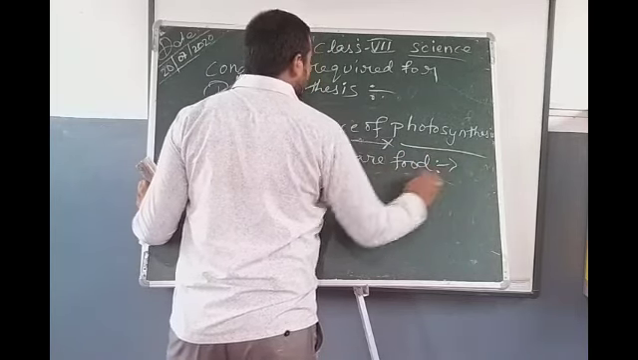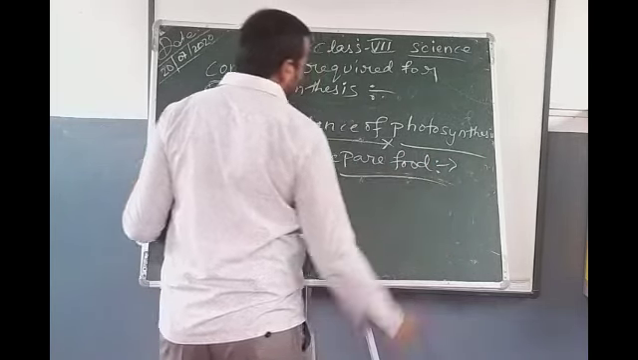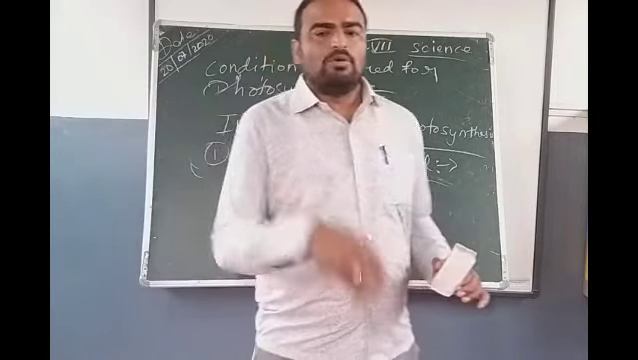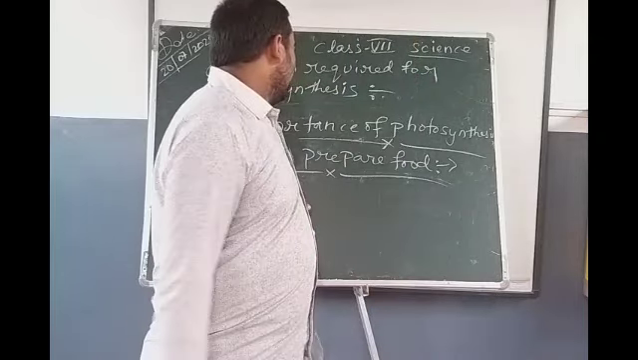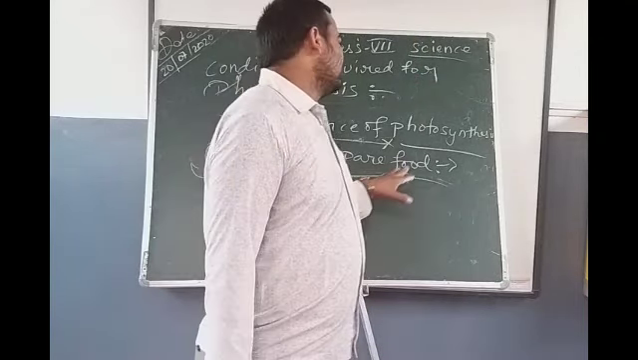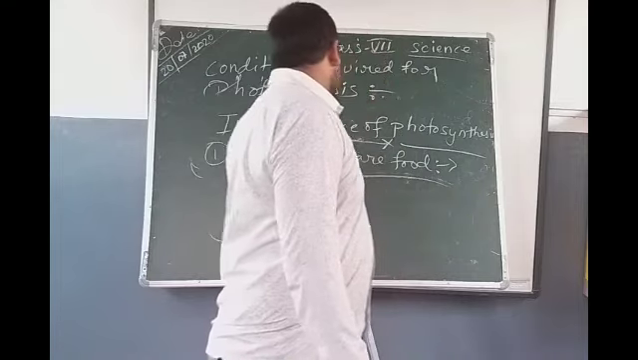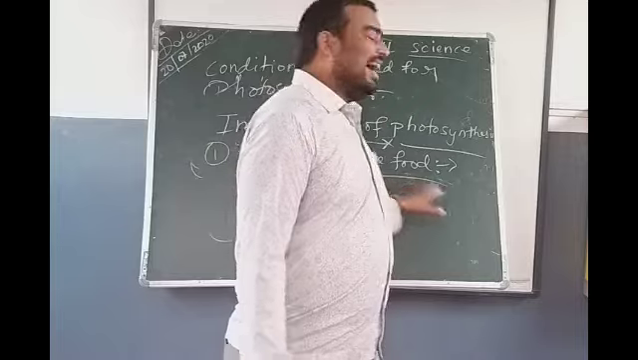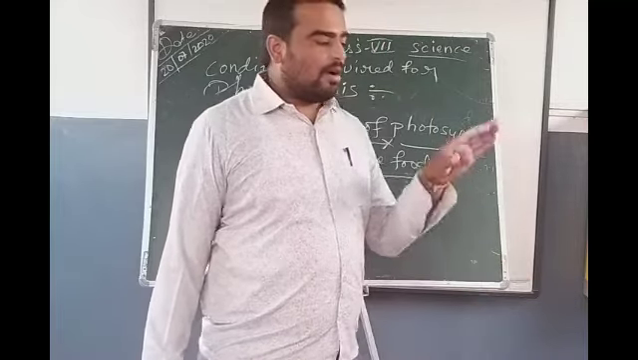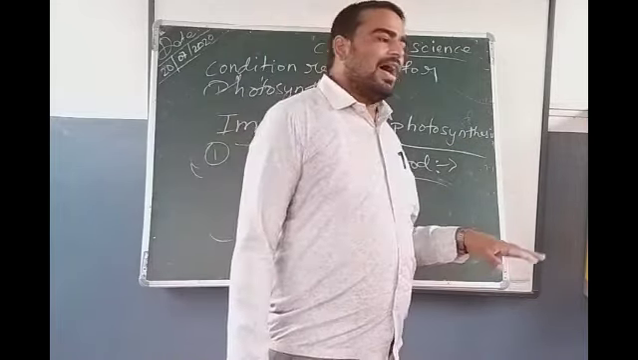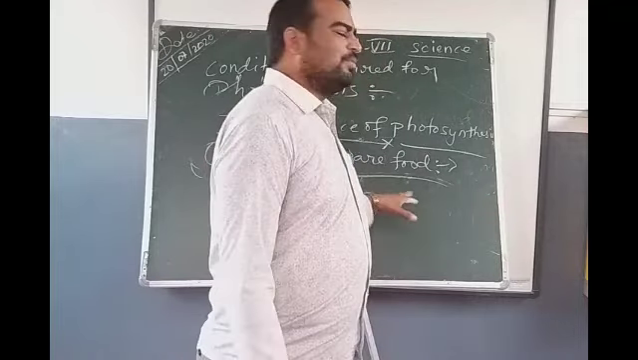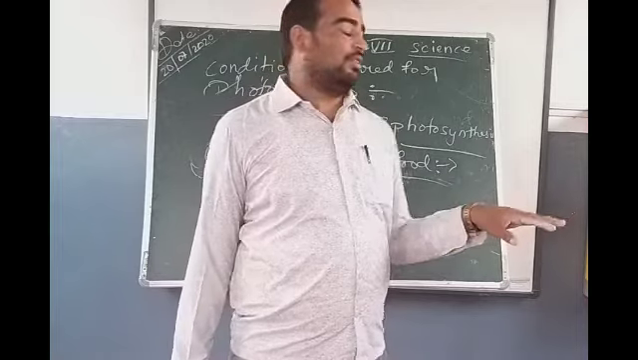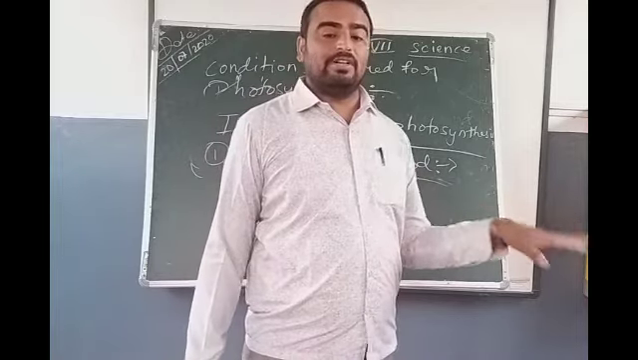We all know that they have an autotrophic mode of nutrition, that means plants make their own food. And if photosynthesis does not take place, that is, if the plant cannot prepare its own food, then directly or indirectly most of the organisms, which depend on plants and animals for their food, will be affected.